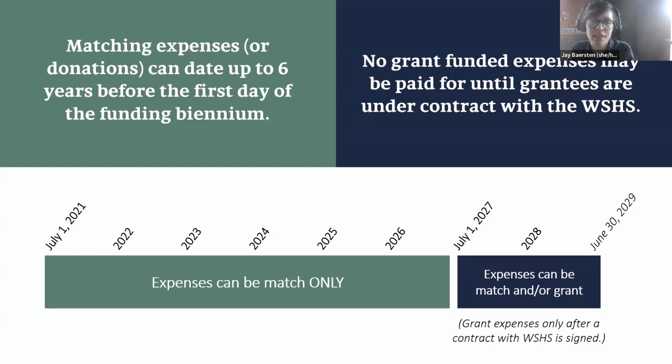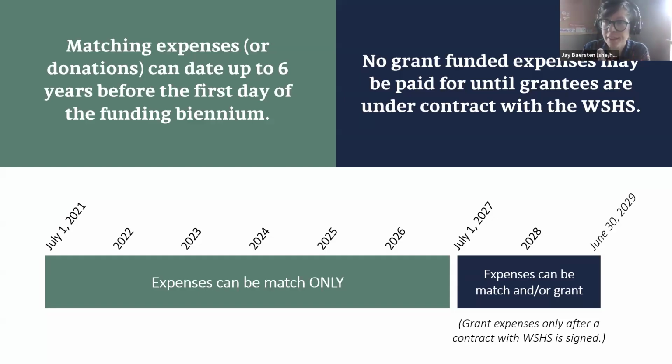So we've got July 1st here as the first day of the biennium, and counting back from there is July 1st of 2021. So expenses that you've incurred for the facility from 2021 up to the first day of the biennium can potentially count as match if they're, of course, eligible expenses and you have the proper documentation.